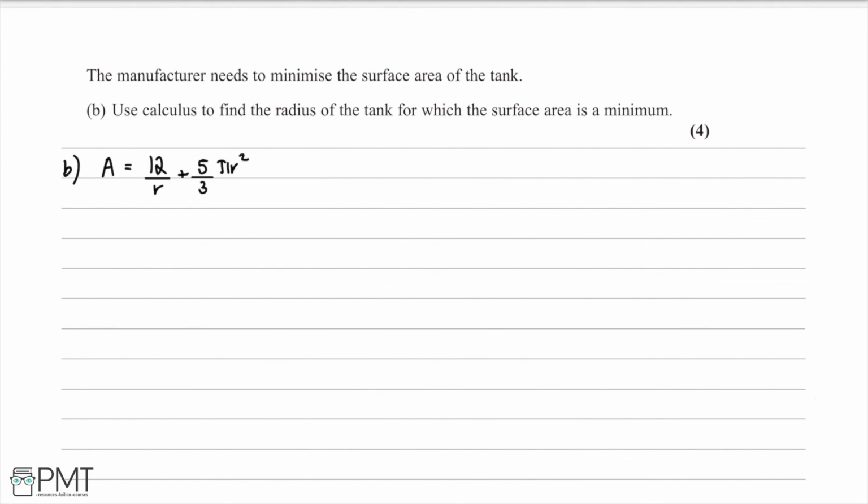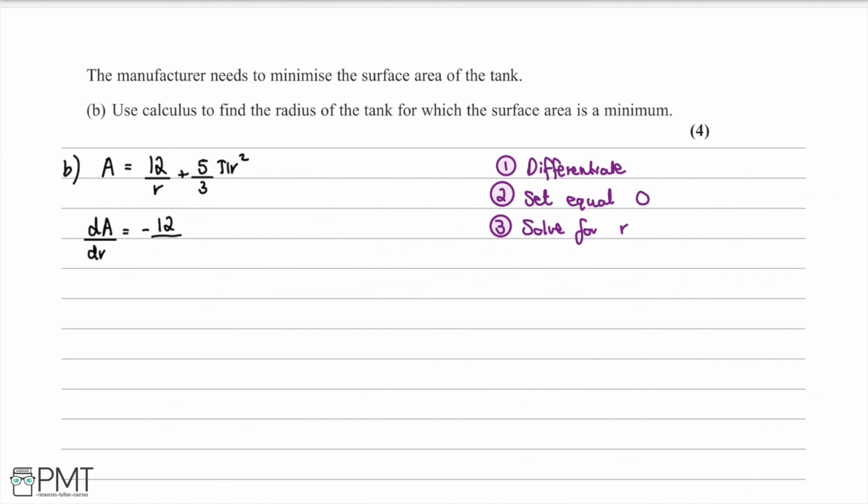So we know if we want to find a minimum, we're going to take our expression, we're going to differentiate it, and then our second step is going to be set equal to 0, and then our third step, in this case we're working out to find the radius, so we will solve for r. So we have dA, and we're going to be differentiating with respect to r, and then we have that 12 over r is going to differentiate to minus 12 over r squared. And then our 5 over 3 pi r squared is going to differentiate to 10 pi multiplied by r over 3. We then set this equal to 0.